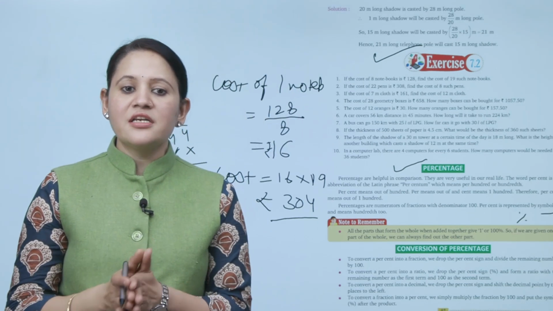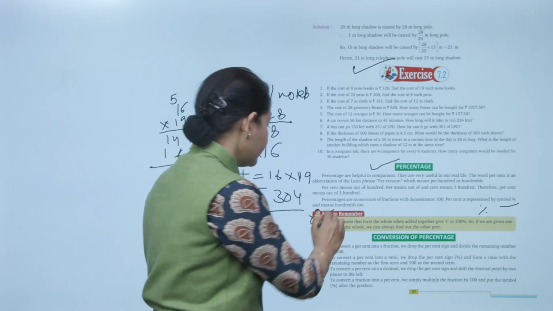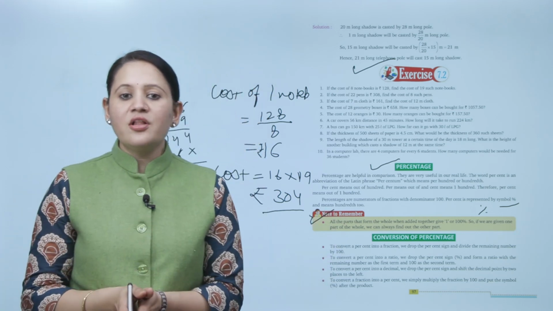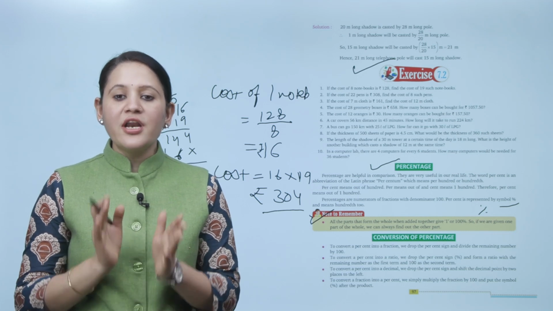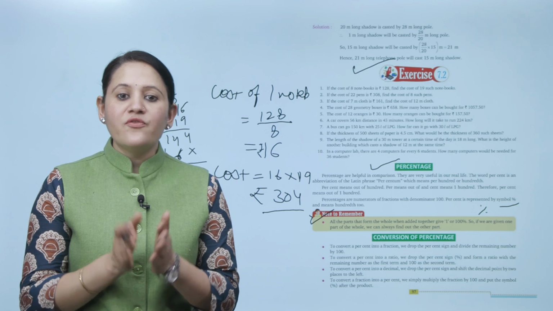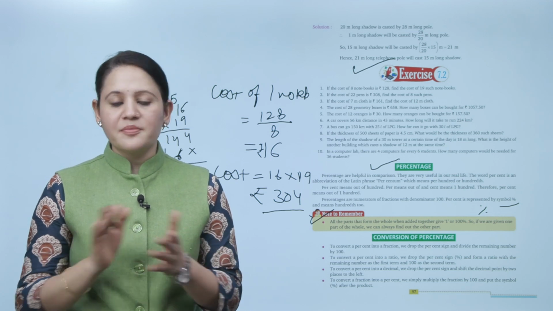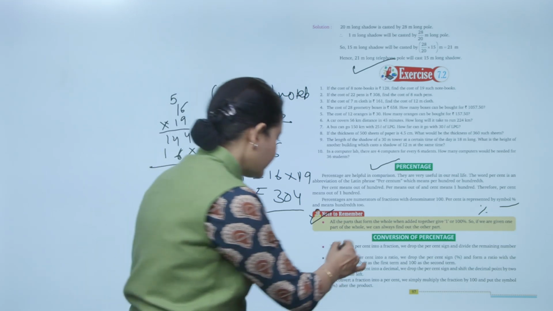That means hundreds too. Next is note to remember. All the parts from the whole when added together give 1 or 100%. So if we are given one part of the whole, we can always find out the other part. Next is conversion of percentage.